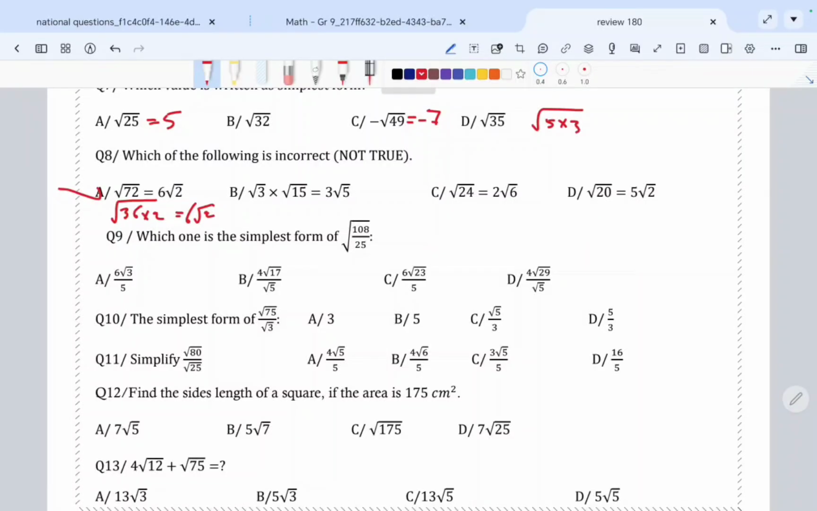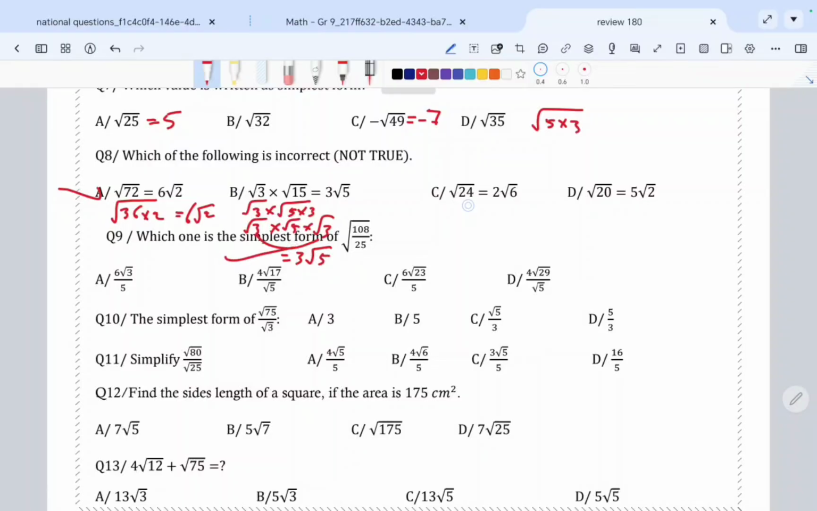Okay, let's see the square root of 3 times the square root of 15 is equal to 3 the square root of 5. The square root of 3 times, for 15 we will say 5 times 3. The square root of 3 times the square root of 5 times the square root of 3. The square root of 3 times the square root of 3 is 3, so 3 the square root of 5. Even this one is correct.